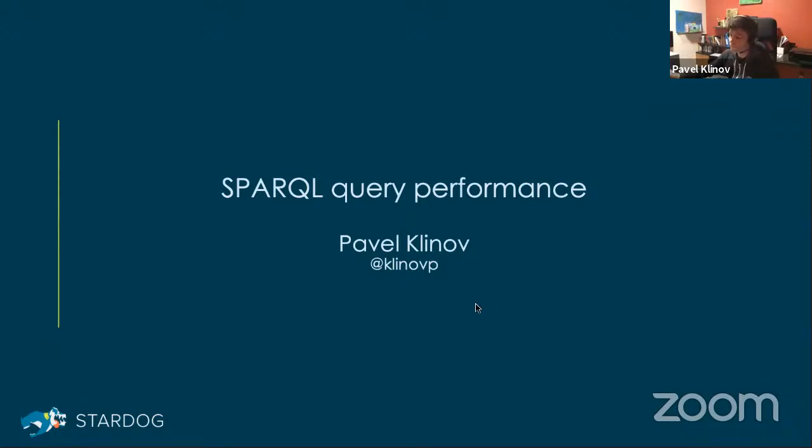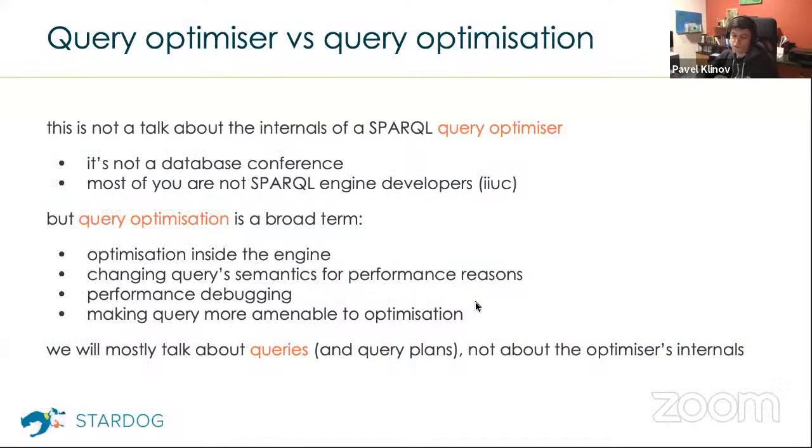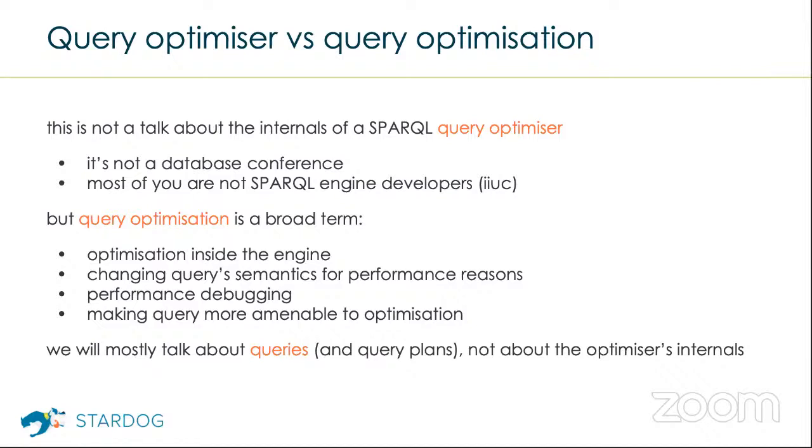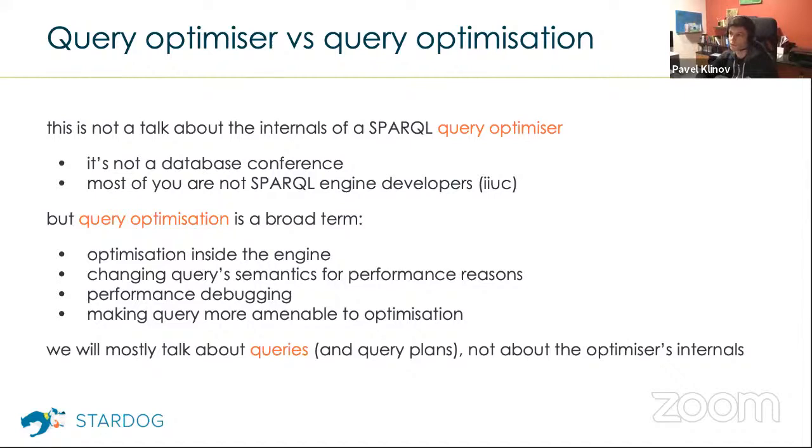So instead of just talking about what the query optimizers do internally when they optimize SPARQL queries, which, by the way, would have been a really easy thing for me because I work 100% of my time on the query optimizer inside Stardog, instead of that, I thought I would rather talk a little bit more about writing SPARQL queries from the user perspective, because query optimization is a lot bigger, broader term than just query optimizer, what happens inside the query engine when it runs the query.